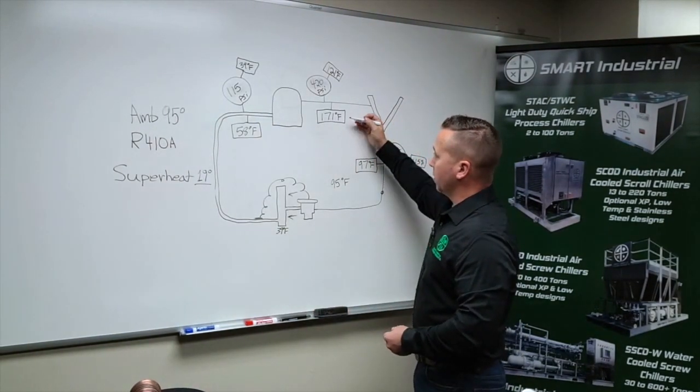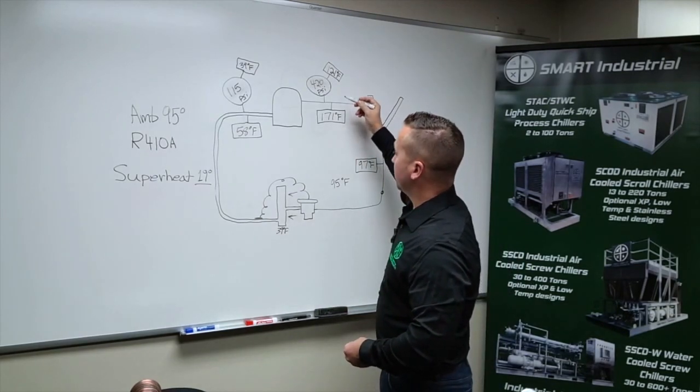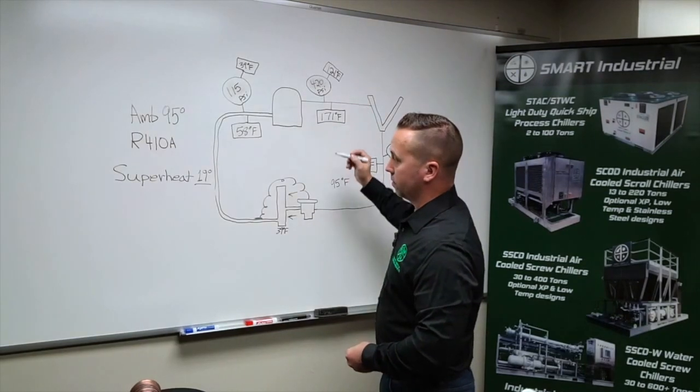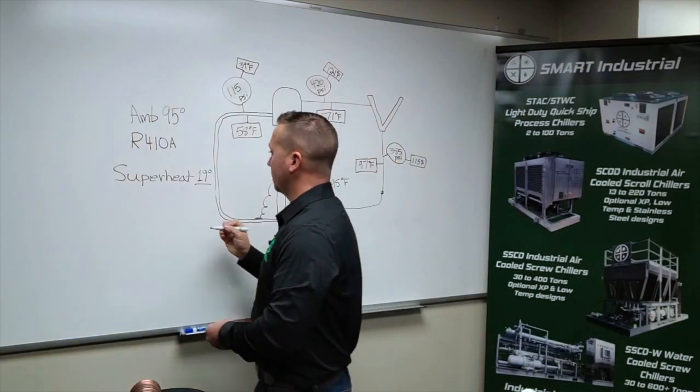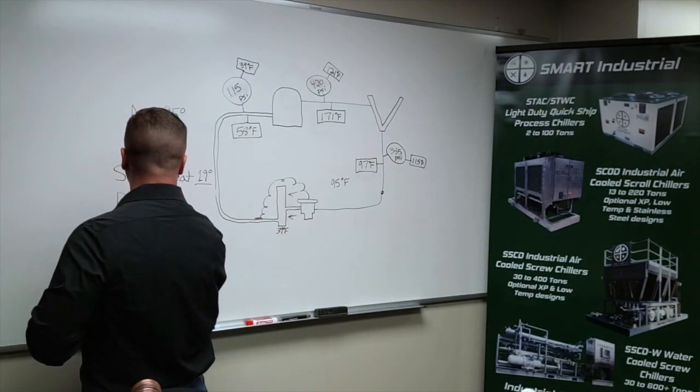Here on our discharge line, we see a 50-degree temperature difference. This is called discharge superheat. Discharge superheat is where all the heat contained in the system can be found.